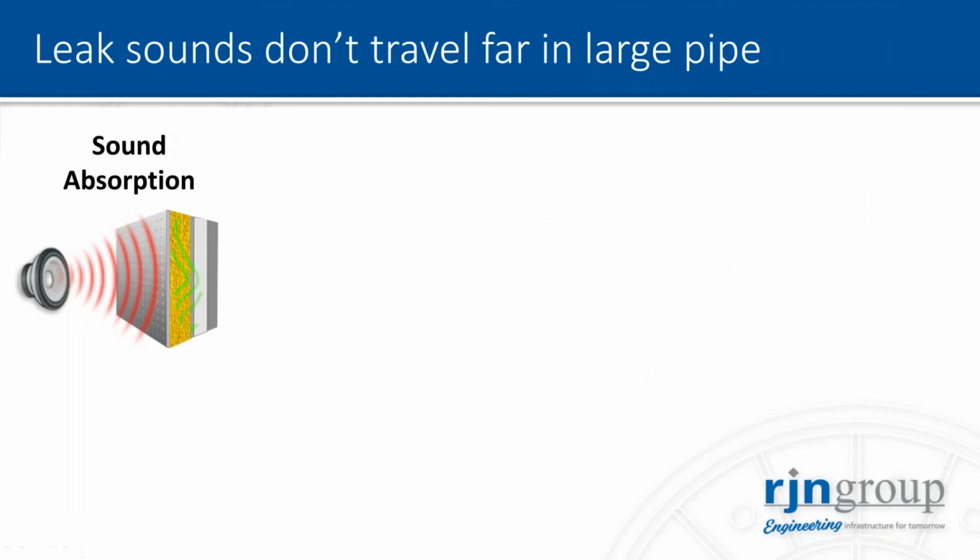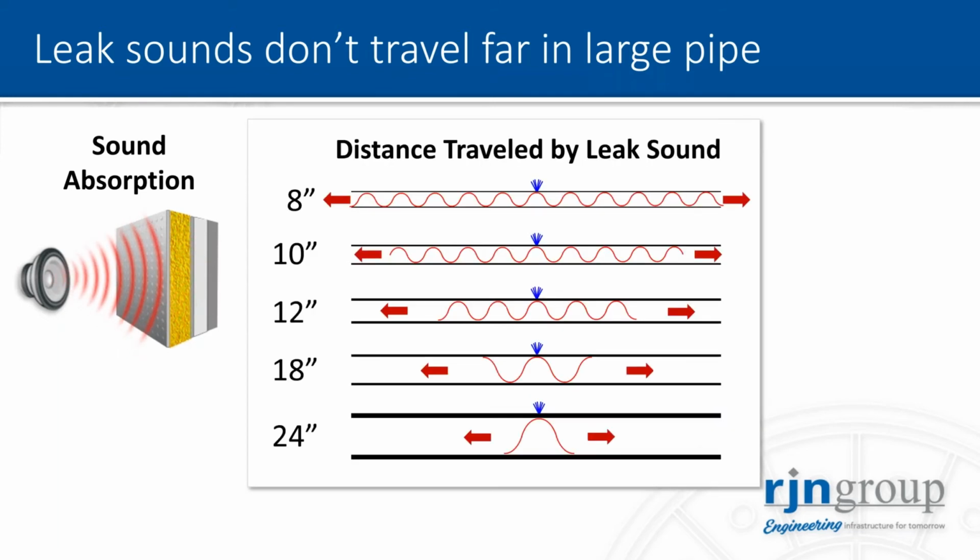So we can have a similar challenge in large pipes. Leak sounds simply don't travel very far in large pipes, and this is due to the basic principle of sound absorption. So the bigger the surface area, the more sound is going to get absorbed. So if you're in that small 8-inch pipe, that sound can travel quite a long distance, but as you move into the 12s, 18s, and 24s, that sound just isn't going to travel very far. So this would be a good application, these larger pipes, for inline leak detection.